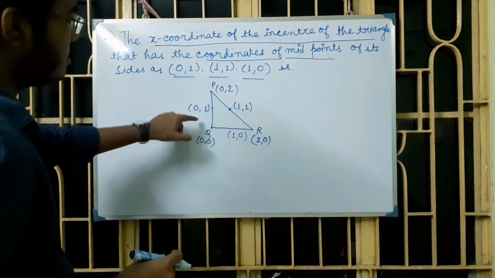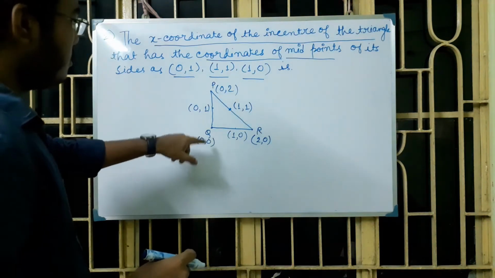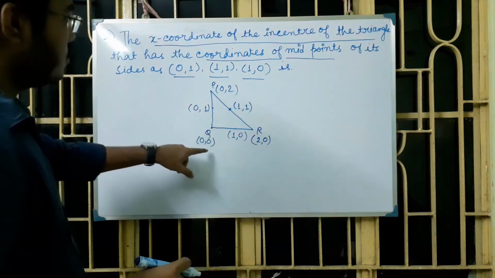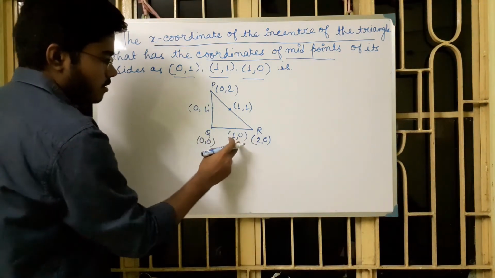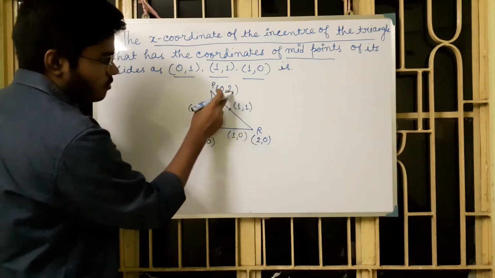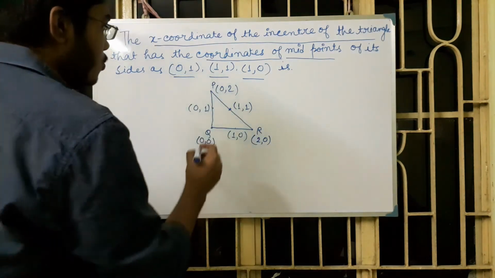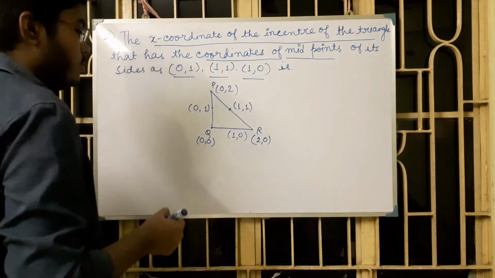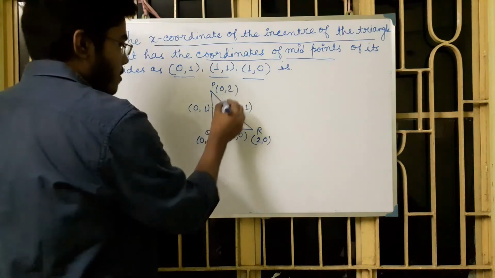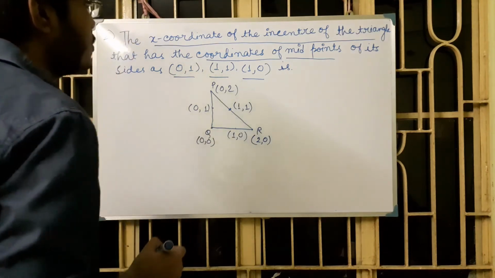Check that the middle point is 0, 1. 0 plus 0 by 2 is 0. 0 plus 2 by 2 is 1. 0 plus 0 by 2 is 0, 0 plus 2 by 2 is 1. 2 plus 0 by 2 is 1. So the coordinates of the vertices of this triangle are 0, 2, 0, 0 and 2, 0.